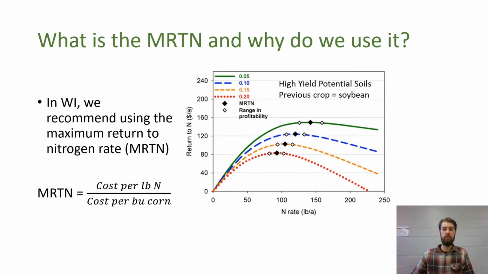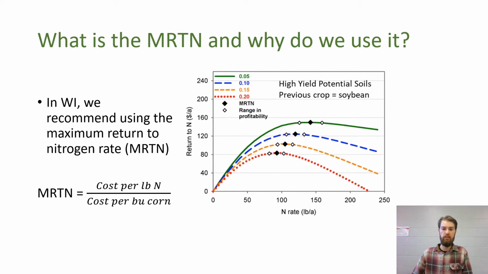So in Wisconsin, to determine the economic nitrogen rate for corn, we recommend using the maximum return to nitrogen rate, or the MRTN. So the MRTN is just a ratio which demonstrates the cost per pound of nitrogen and the cost per bushel of corn. When the difference is greater between these two, we're going to have a lower valued MRTN factor. When the difference is closer, we're going to end up with a higher factor, with the maximum being 0.20.